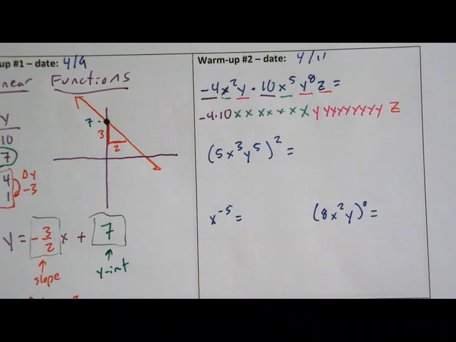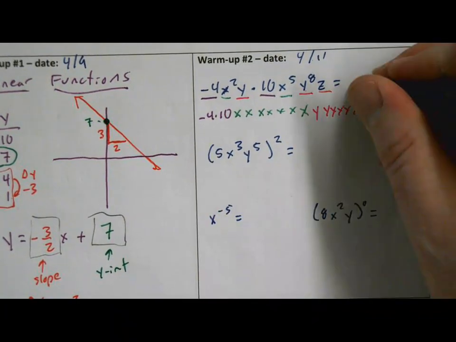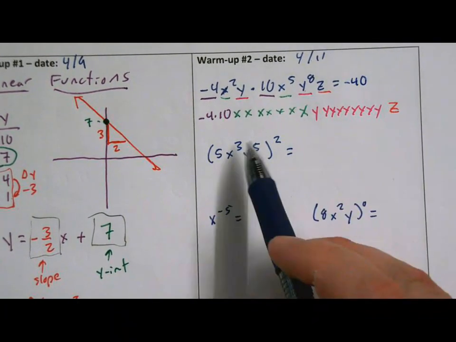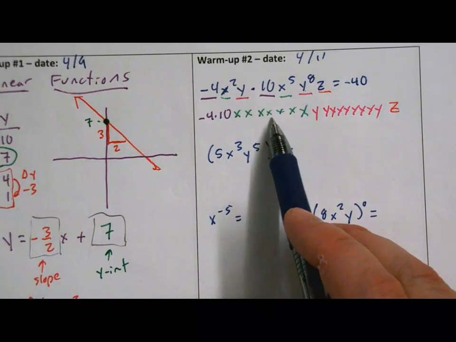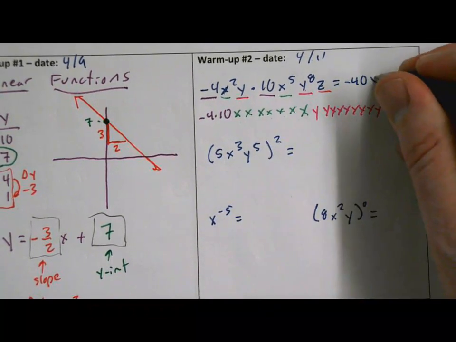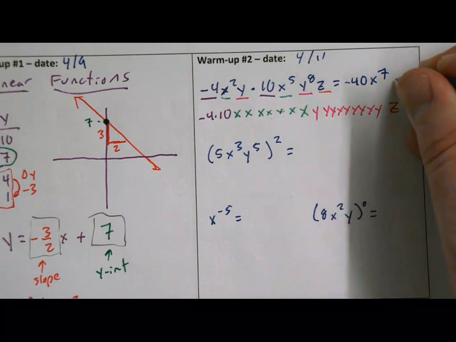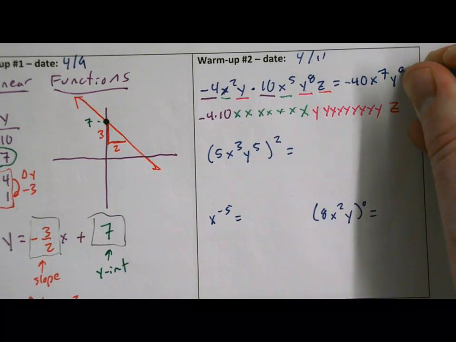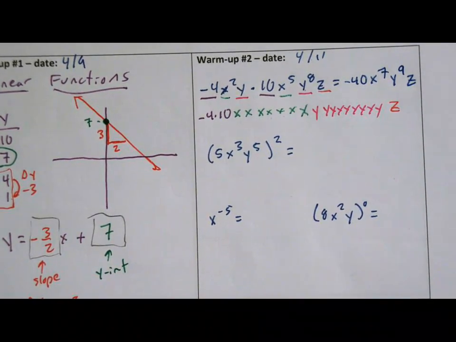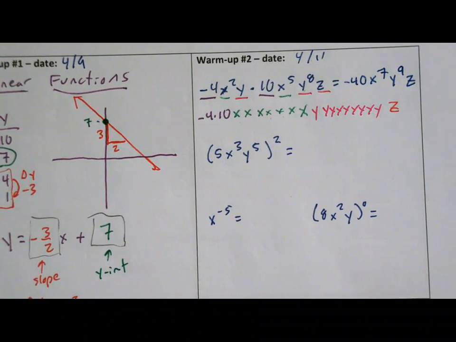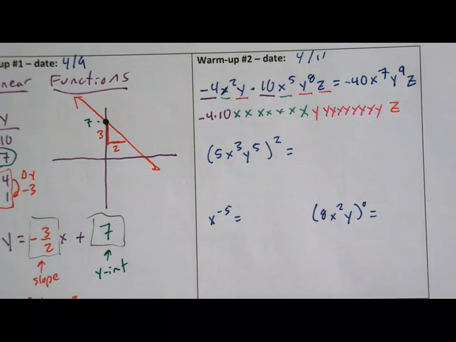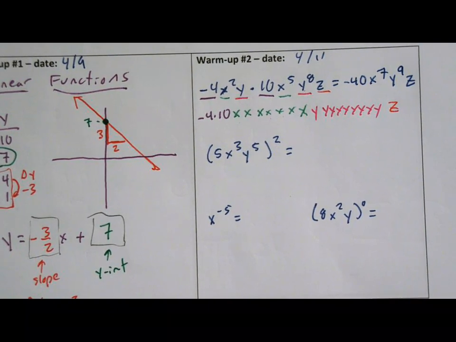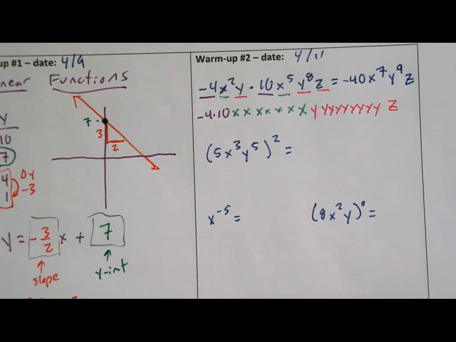To write my final answer, now all I've got to do is multiply everything together. -4 times 10 is -40. I have 1, 2, 3, 4, 5, 6, 7 x's. And if I count those up, there are 9 y's and 1 z. So -40 times x to the 7th times y to the 9th and z. Did you guys get that answer? If you did not, then it's time for you to start writing out some steps so you can get the right answer. Okay.